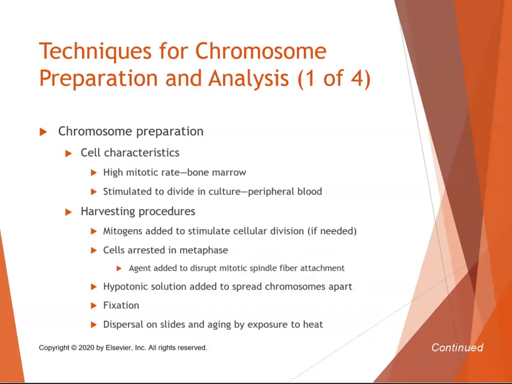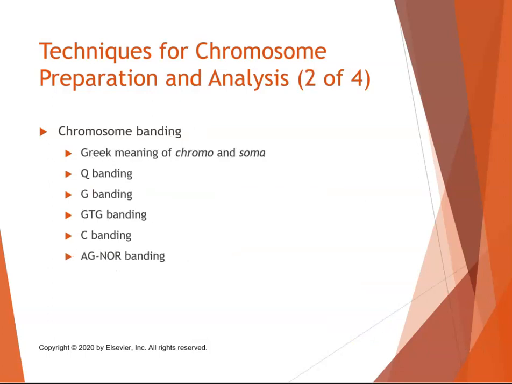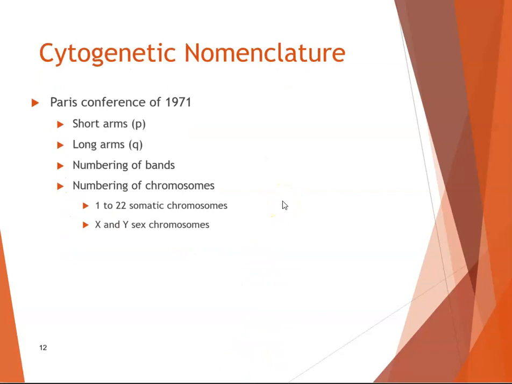The people that do this are amazing. I would love to see it. So, like I said, for chromosome banding, we get Q banding, G banding, GTG banding, C banding, and Ag-NOR banding. G banding is the most common that we use in our particular area. When you look at cytogenetic abnormalities, they have the Qs and the Ps in them.